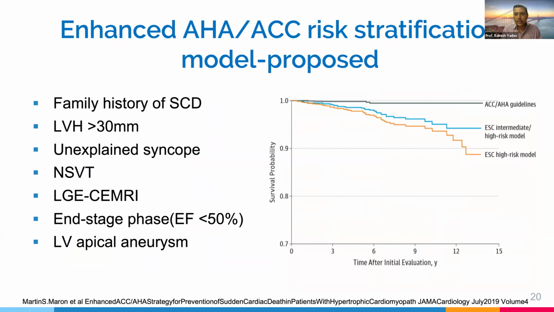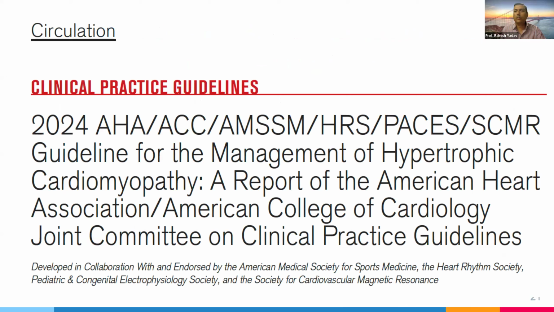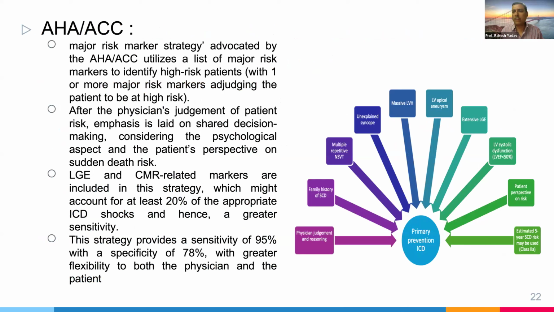Now let us go to the newer approach. AHA has recently advised an enhanced risk stratification model in which these 7 points are taken: family history of sudden cardiac death, LVH more than 30 millimeters, unexplained syncope, presence of NSVT, end-stage phase meaning EF less than 50%, LV apical aneurysm, and LGE on CMR. So that was an American risk stratification, and the recently published 2024 guideline has advocated the same thing. What have they now advocated?